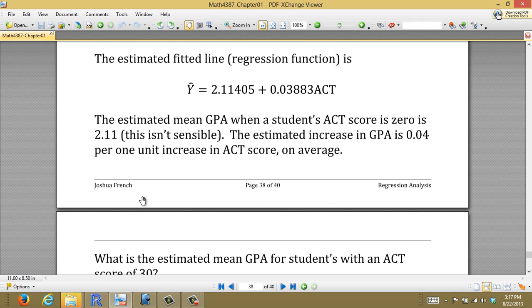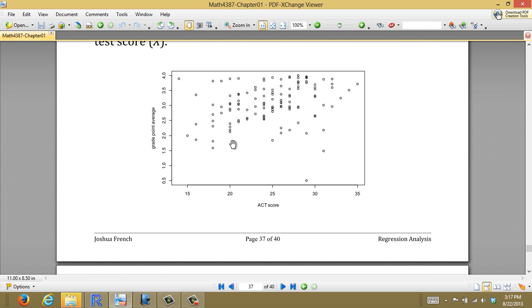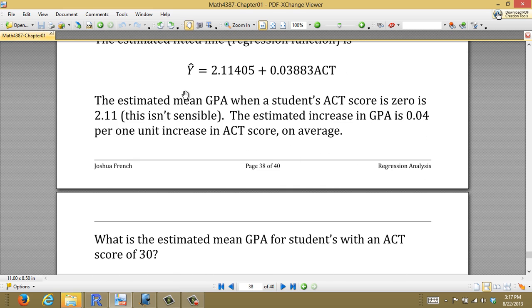Of course, this doesn't make any sense whatsoever. And the reason for that is that we're badly extrapolating. The smallest ACT score we actually saw in the data was 15, which is nowhere near 0, which is why even though that interpretation is mathematically correct, it's not sensible.